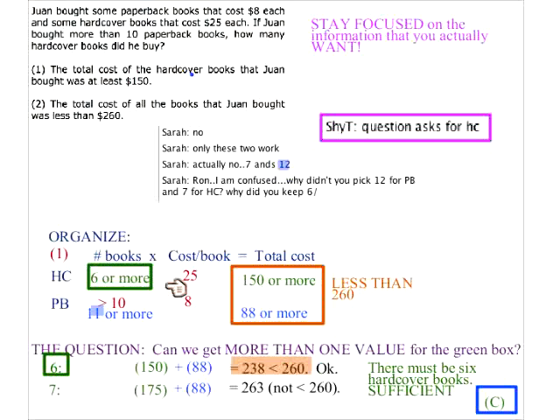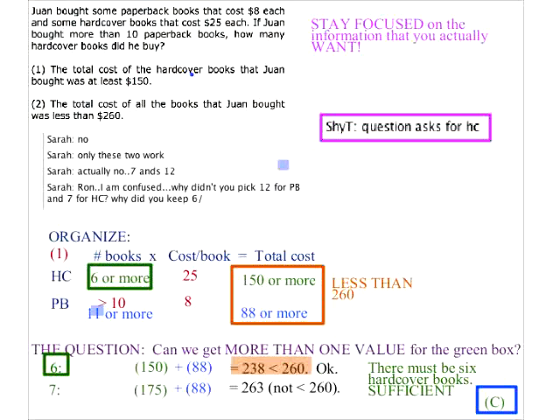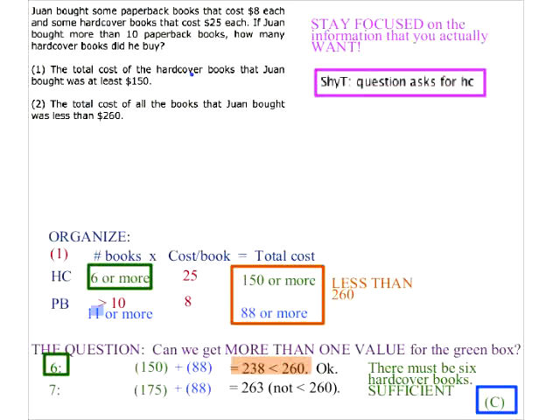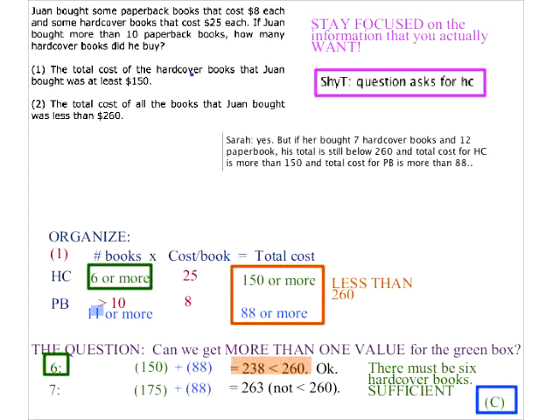Let's see. The next comment says this. So let's delete that last comment. If she bought 7 hardcovers and 12 paperbacks, the total is below 260. This is definitely not true. 7 hardcover books would cost $175, and 12 paperbacks would be $96. This is substantially greater than 260.